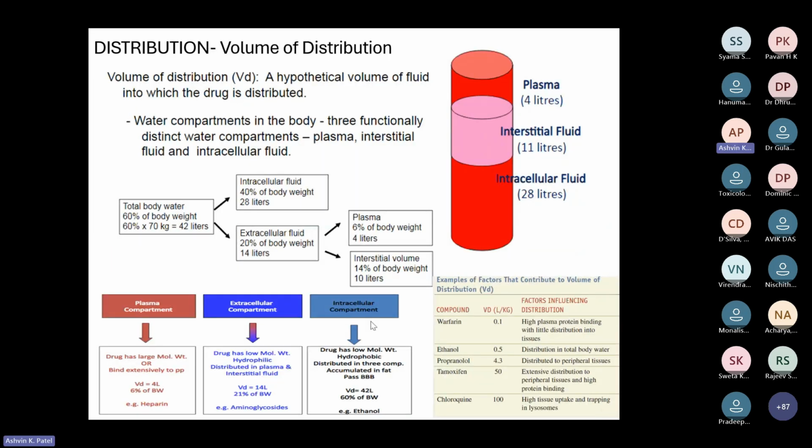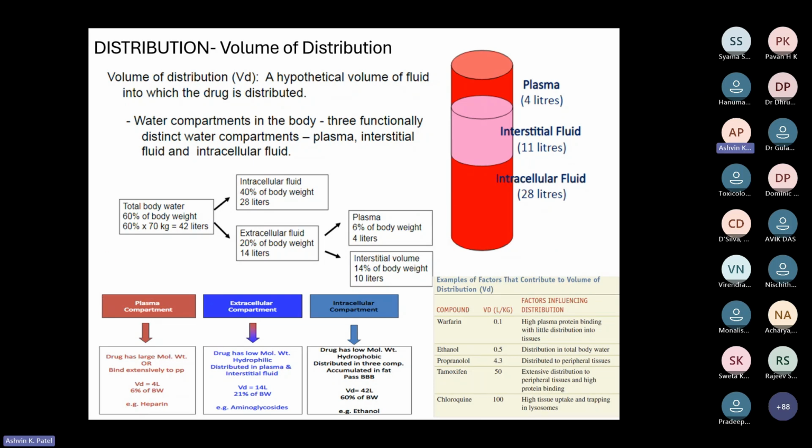The volume of distribution, also termed VD, is a hypothetical volume of fluid into which the drug is distributed. There are three functionally distinct water compartments in the body: first is plasma, then interstitial fluid, and last is intracellular fluid. Plasma is about 4 liters, along with interstitial and extracellular fluids.